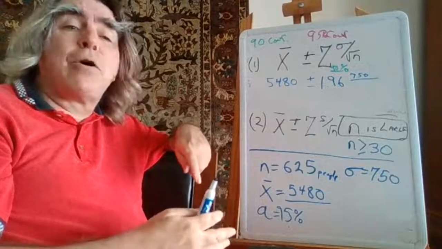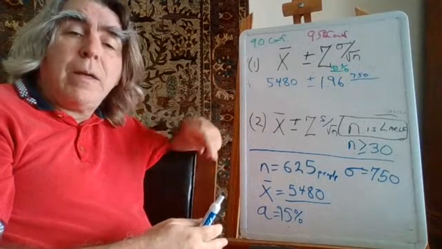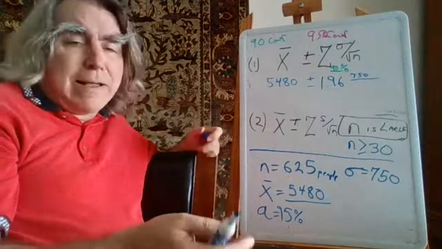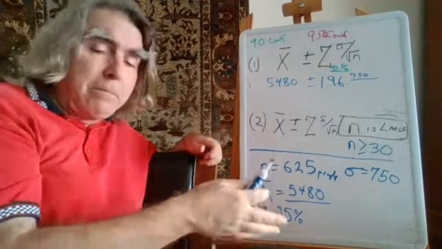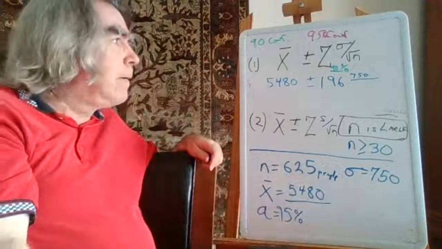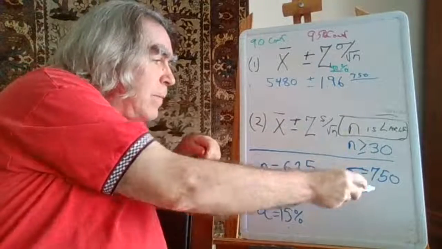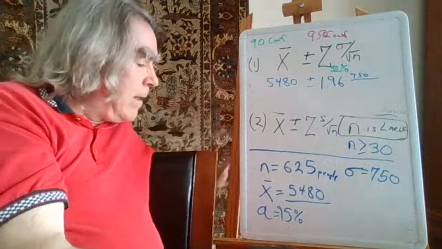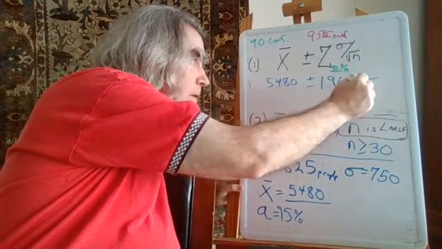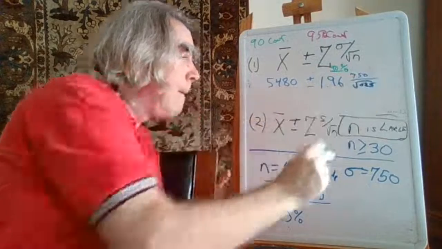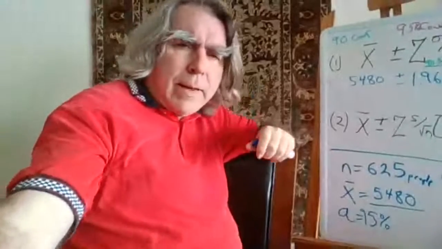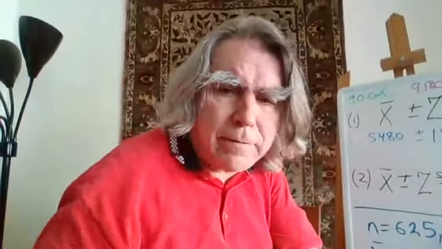If it wasn't in the problem, we'd have to go back to the sample and calculate what S was, unless somebody already calculated what S was for us. And sometimes you'll see that in the problem. Instead of a sigma, you'll see an S. All right. So in this case, we know what sigma is. What is our N? Our N was 625. We'll get the square root of 625. So let us calculate this.